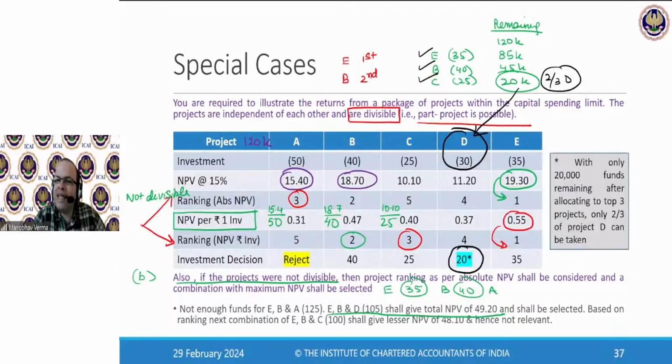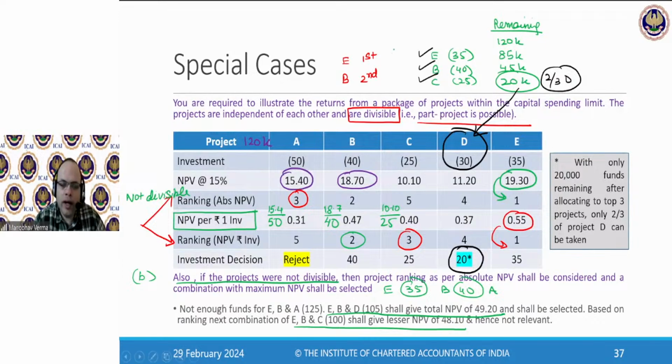So I would always go in the ranking. If not E, B, and A, I will go for E, B, and D and then check E, B, and C. So in E, B, and C, if you see at the bottom, it will give you a lesser NPV of 48.1. So you check the combined NPV, please.